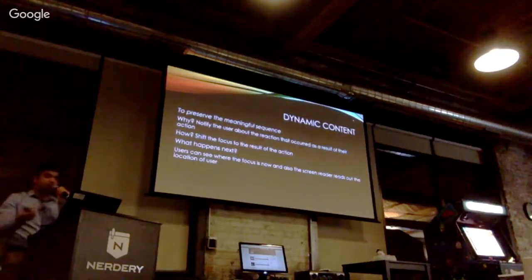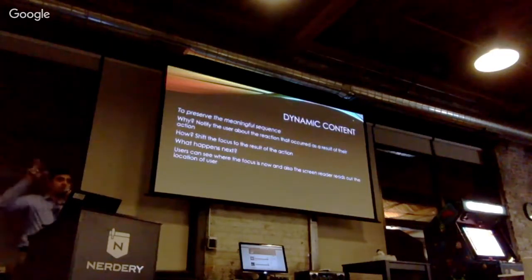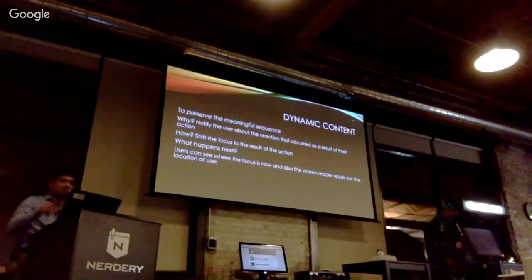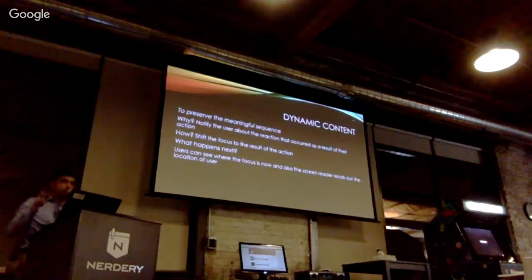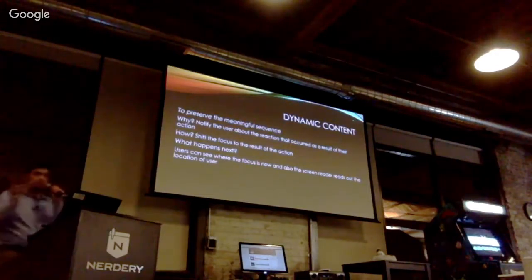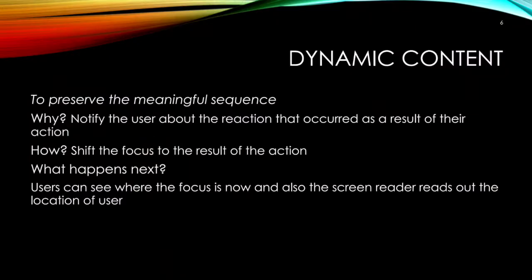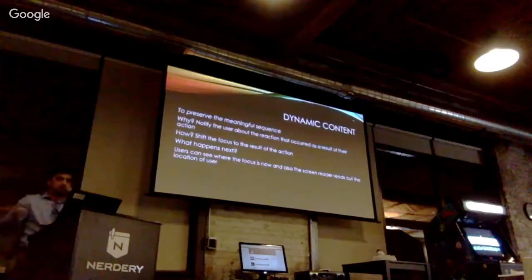And keyboard navigation, because right now they click the button, and if the focus went there, the next time they click a tab key, for example, it will get out of there. They know that their focus is there right now. They need to focus at that part which just showed up. Dynamic content again. Users can see where the focus is now, and also the screen reader reads out the location of the user for those users who cannot see.